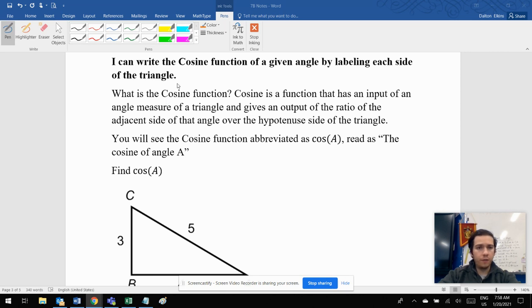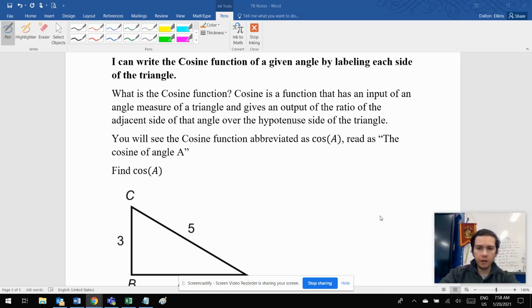Is this related? Well, a cosine function is a function that takes an input of an angle measure of a triangle, and it gives the output of the ratio of the adjacent side of that angle over the hypotenuse. So it's very similar to sine. Sine was the opposite side over the hypotenuse. Cosine will use the adjacent. You will see the cosine function abbreviated as cos, C-O-S, of the angle, read as the cosine of angle A.